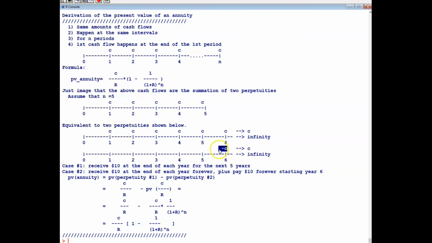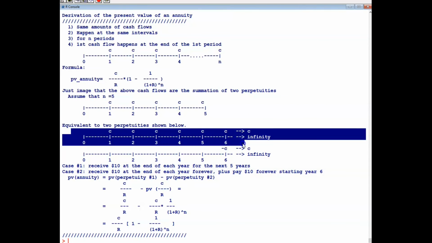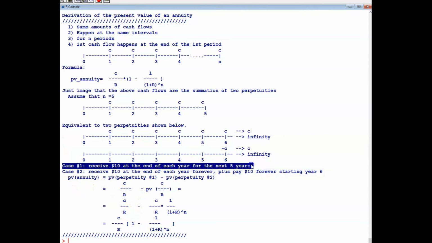Then we are going to pay negative C at the end of year 6. So C forever, and the negative C. You see the positive C and the negative C, they cancel out. So the net result will be the present value of the annuity. Because we have two perpetuities, we can apply the present value perpetuity formula. So this is case number 1.